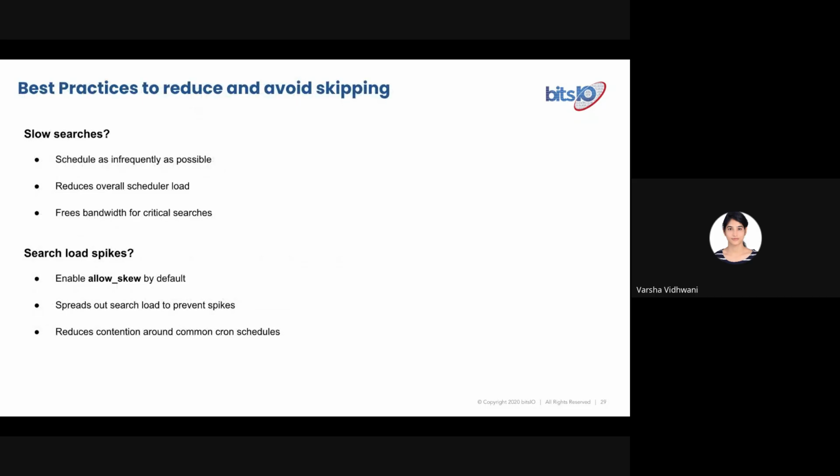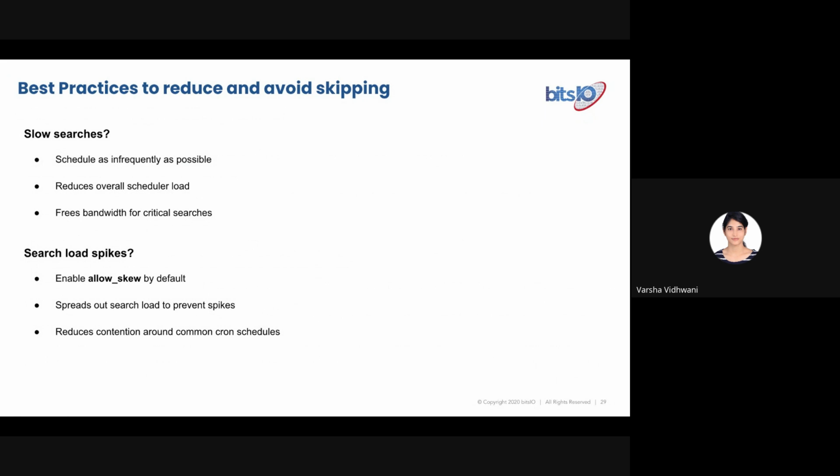Now, best practices. How can we reduce or completely avoid skipped searches from the scheduler side? First, if searches tend to run slowly, we can schedule them as infrequently as we realistically can. This will cut down the overall load on the scheduler, and it will also free up some bandwidth for the most important or critical searches.